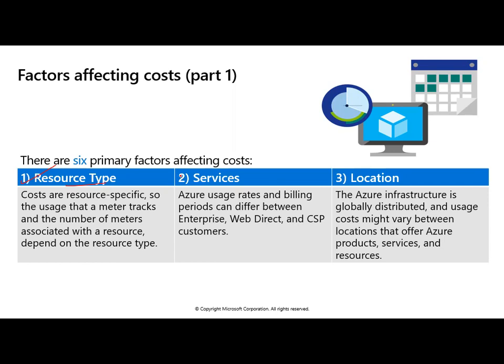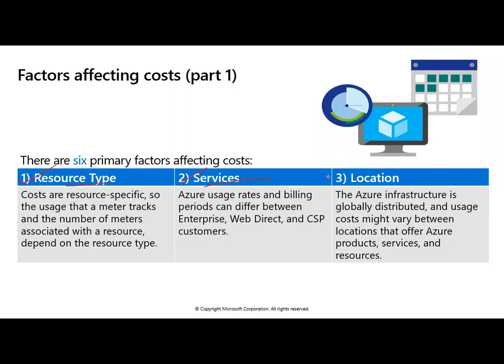The second primary factor affecting the cost is services. What kind of service you are using, whether it is an enterprise grade service or a free service, is going to define how your cost changes. If it is an enterprise service, a web direct service, or a customer service, depending on the billing periods and your usage rights, they can differ between all these kinds of services.